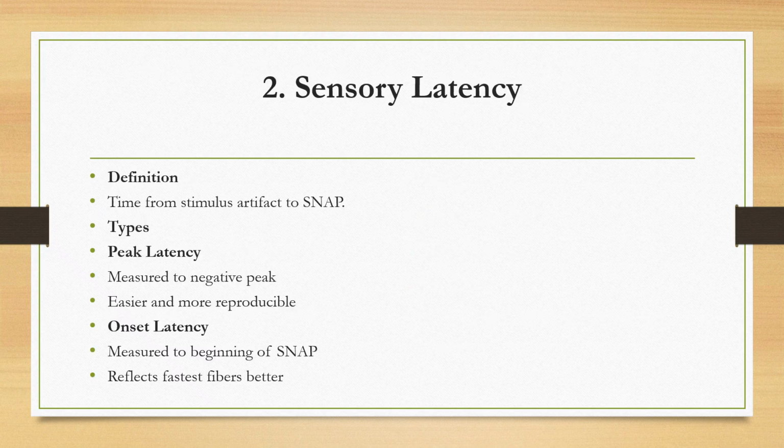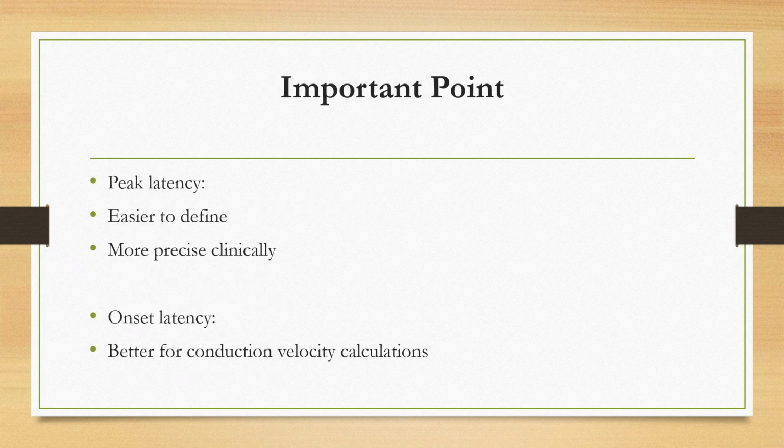2. Sensory latency, defined as time from stimulus artifact to the onset of SNAP. It can be peak latency, measured to negative peak. It is easier and more reproducible. Onset latency, measured to beginning of the SNAP, reflects fastest fiber better. Important points. Peak latency is easier to define and more precise clinically. Onset latency is better for conduction velocity calculation.